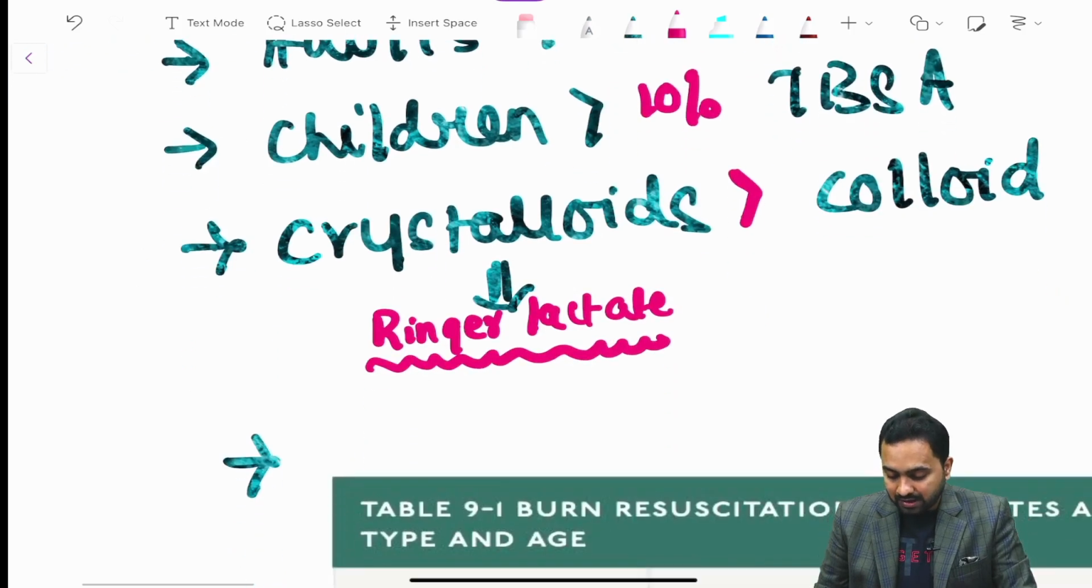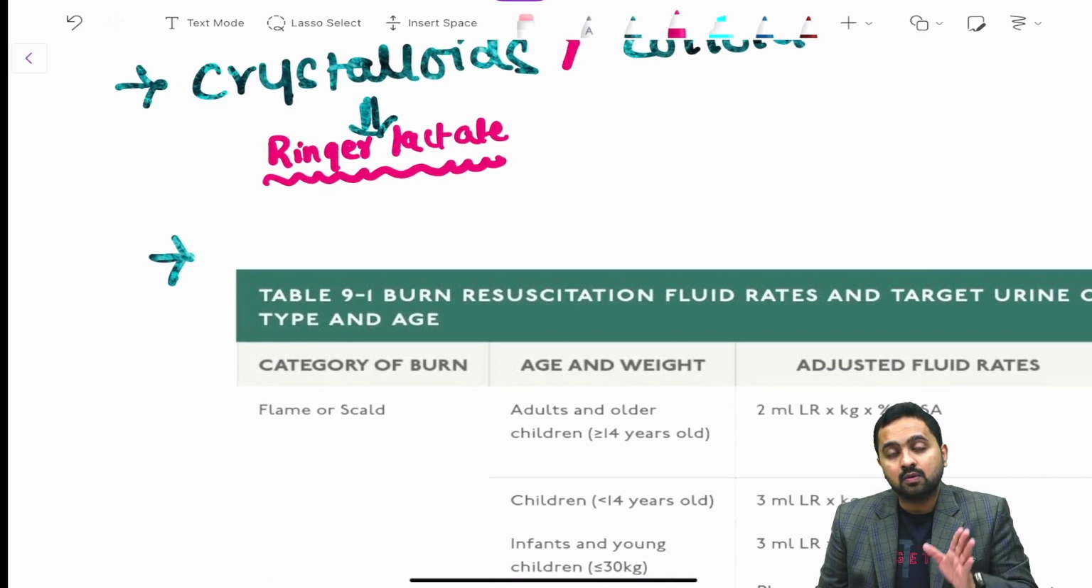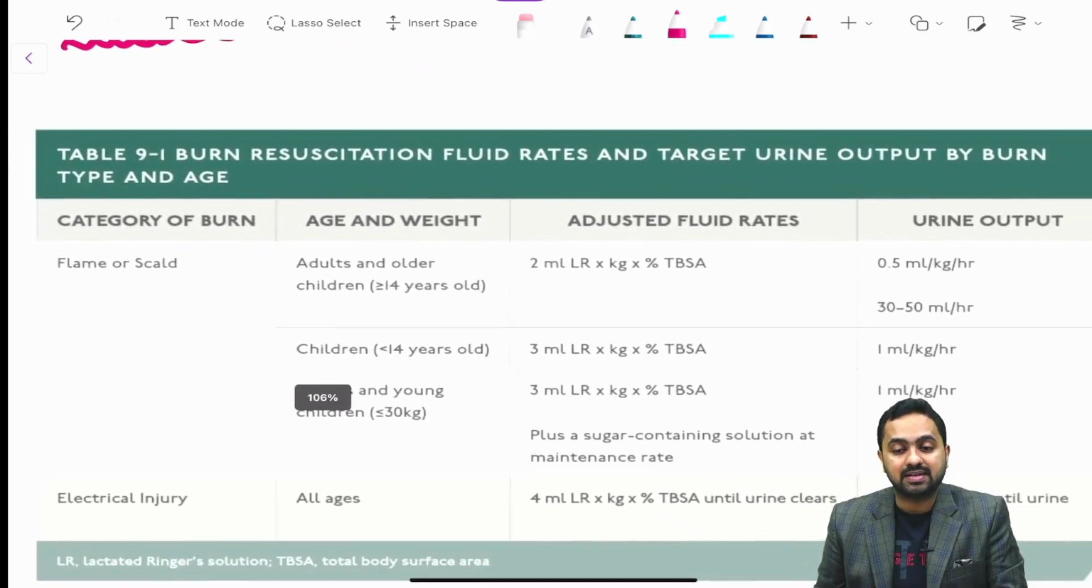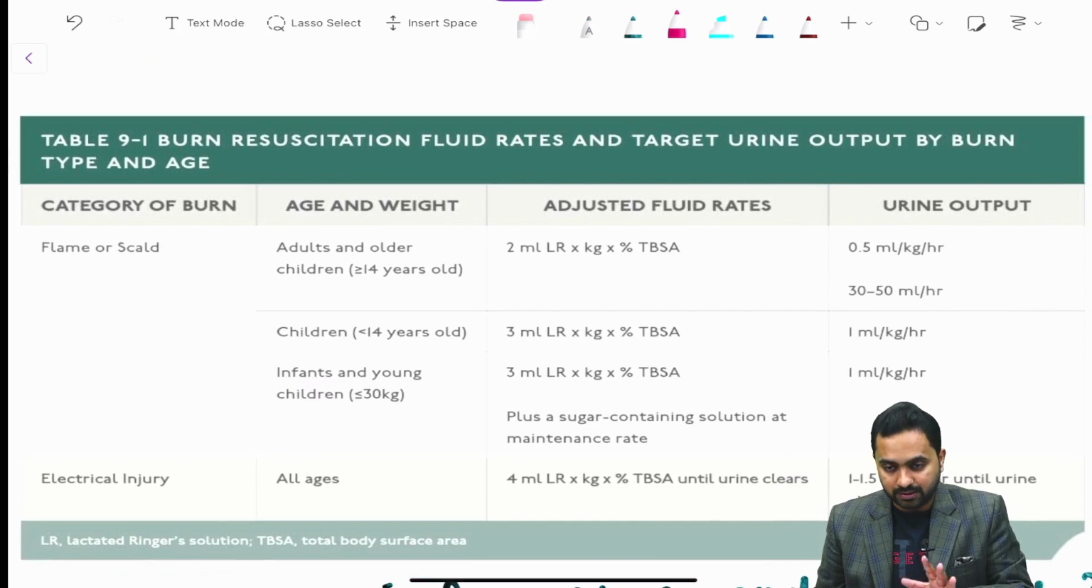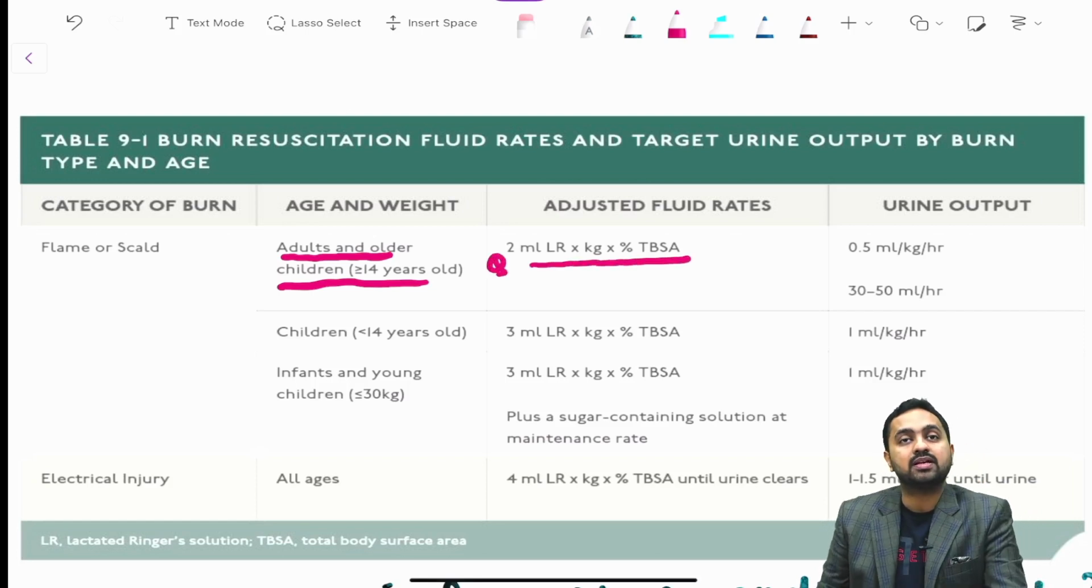Now, how do we calculate the fluid requirement? We have the formula of Parkland. Again, there is a controversy here, as Bailey and Love still mention 4 ml per kg per body surface area. However, this is from the ATLS guideline and we shall stick to it. So, this is the Parkland formula for adults and older children: 2 ml Ringer lactate into kg, that is the weight of the body, into the total body surface area involved.